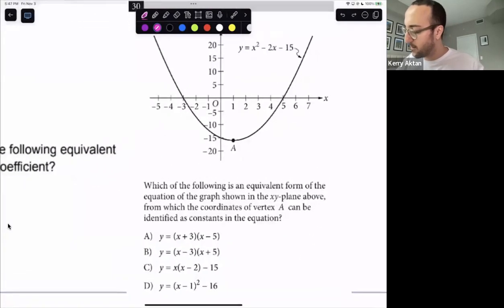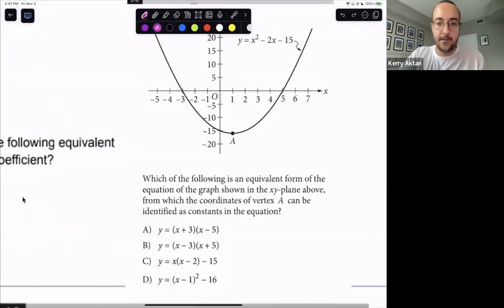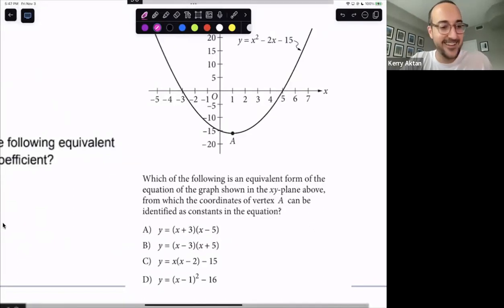But look at this one. Number 30 from a calc. Come on. Star, where you at, man? Wake up.